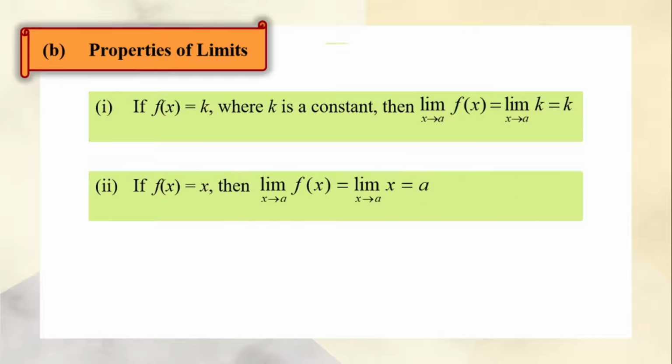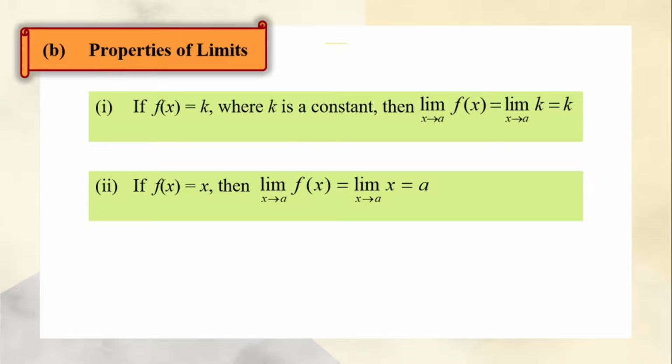The second property is if f(x) is equal to x, then the limit of f(x), x approaches a, is equal to the limit of x as x approaches a, which equals a. How to get this value of limit? We just substitute x equal to a into x.